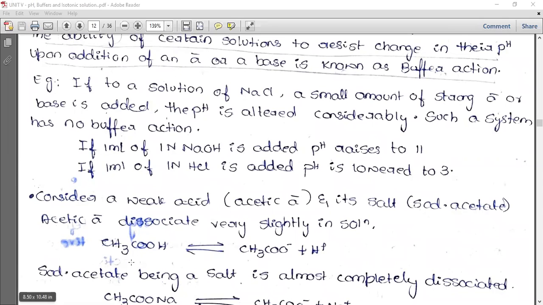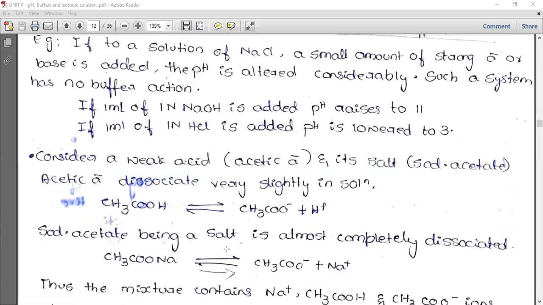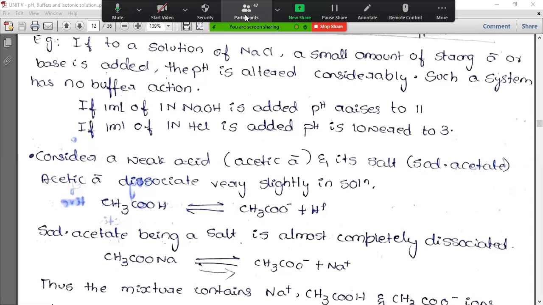Acetic acid gives out acetate ion and H plus ion, and these again combine to give acetic acid. Then sodium acetate, actually, it is only a single arrow. Do not consider this one. It's only a single arrow. What you are able to find.